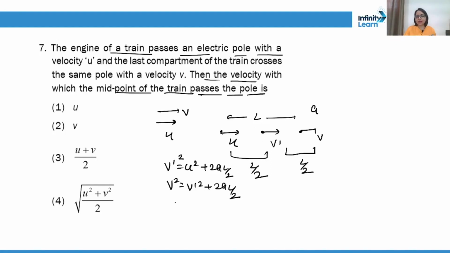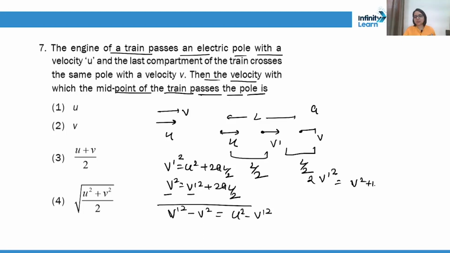So when you add these two equations, you'll get... what you can do is, do not add these two equations, subtract these two equations. So v dash square minus v square is equal to u square minus v dash square, right? So 2 times v dash square will be v square plus u square. So v dash square will be (v square plus u square) by 2, and v dash will be the whole root of (v square plus u square) by 2, which is option 4.